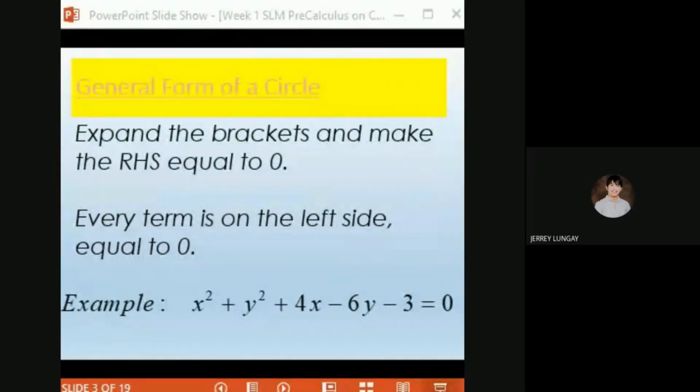Look at what was said earlier: expand the brackets and make the RHS equal to zero. So of course it is indicated there that when it is equal to zero, it will be the general form equation of a circle. Very good, Leanne. Simple. So when it is the standard form, the right-hand side of the circle equation is not equal to zero but r. r is arbitrary; it can be substituted with any number. So let's proceed.